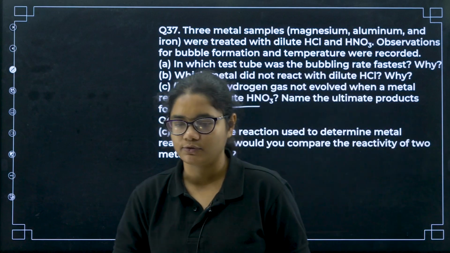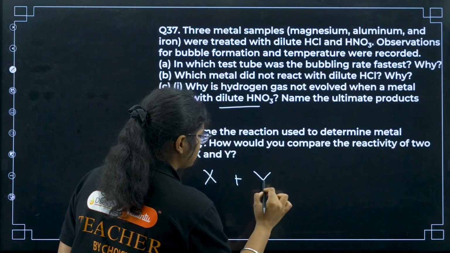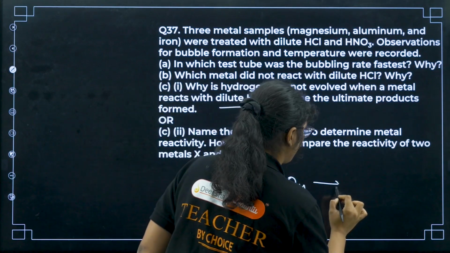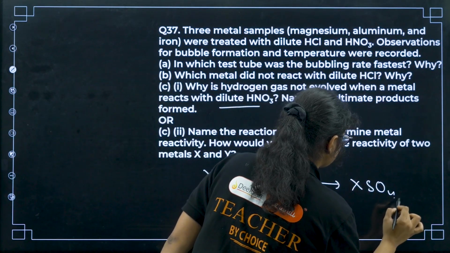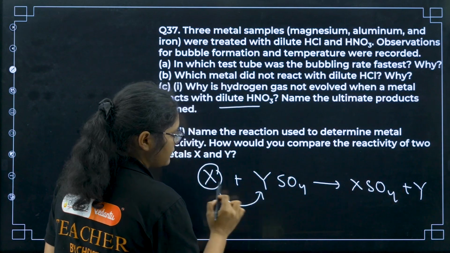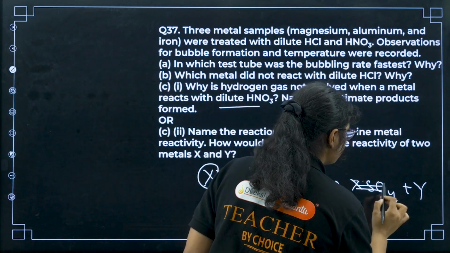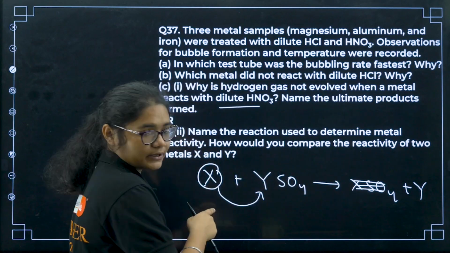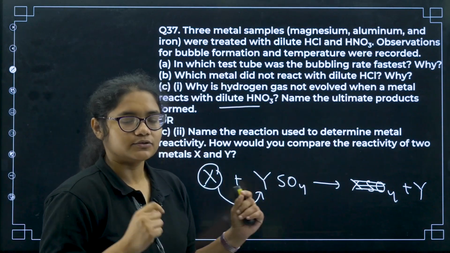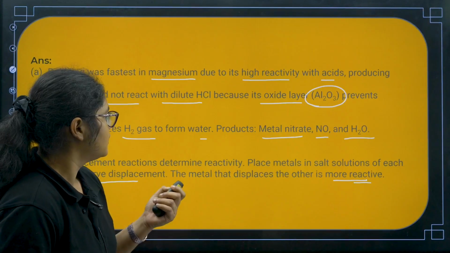Like for example, you take X plus a salt of Y, YSO4 I am writing. Now if you get the product like this, XSO4 plus Y, that means what? X has displaced Y, that means X is more reactive. If this product is not formed, that means what? Y is more reactive than X. So that is why X is not able to displace Y. So Y will be more reactive than X. That is how we can determine.